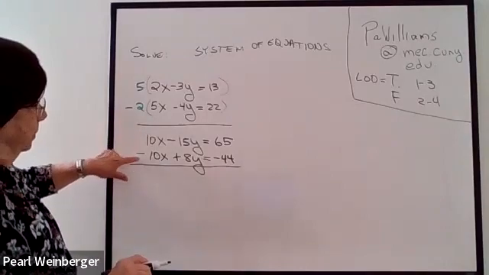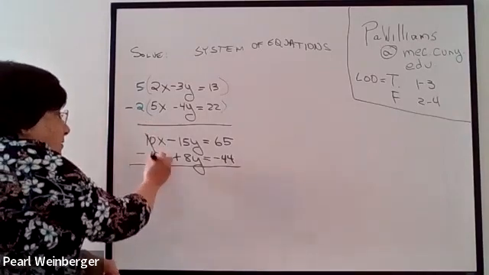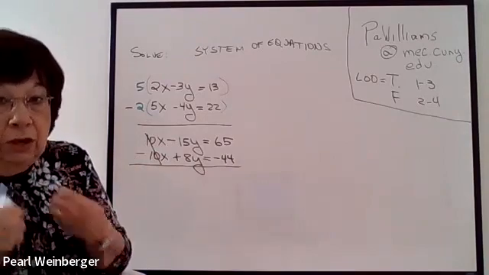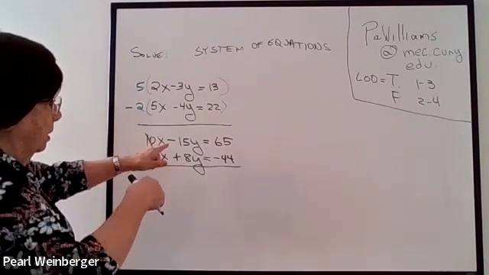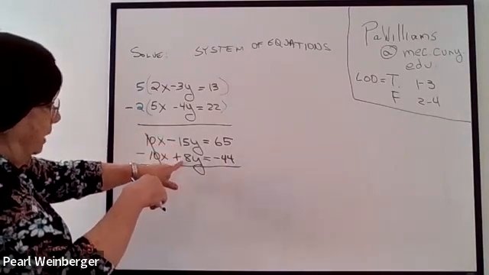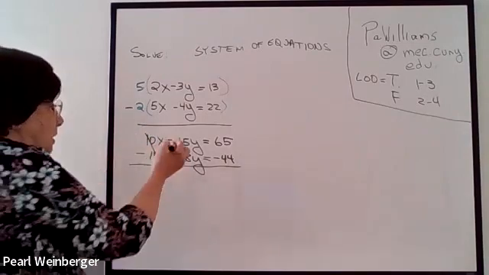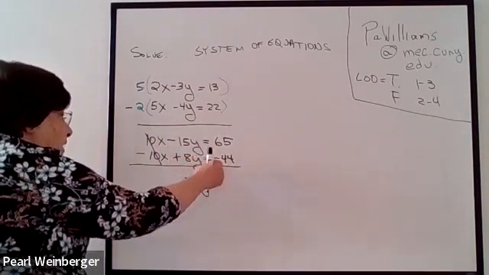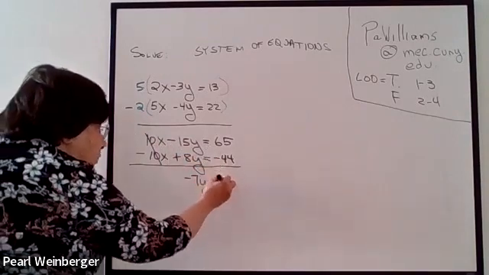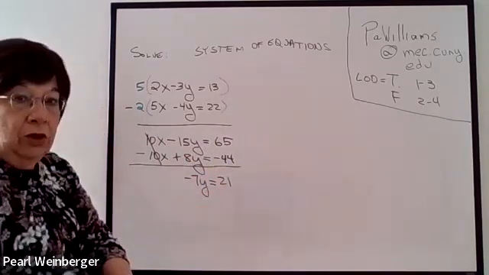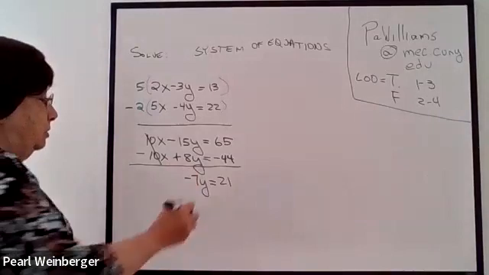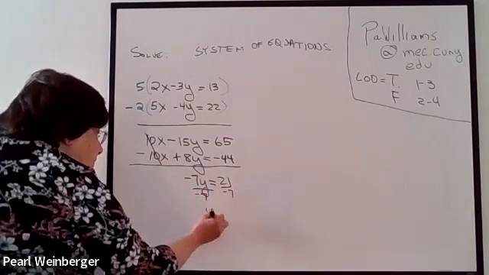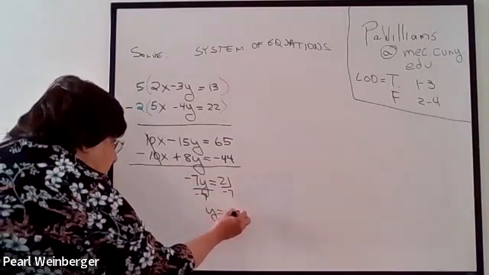And now I'm going to add these two equations down. And 10x minus 10x, that cancels out. It's eliminated. I've eliminated the x. That's what I wanted to do, and that's what I've accomplished. Let's go on. Negative 15y plus 8y gives me negative 7y. And 65 minus 44 is 21. And now I can easily finish this by dividing both sides by -7. So this gives me y equals -3.